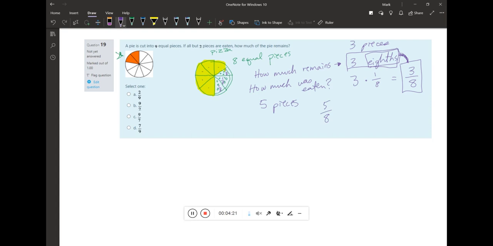But if we're looking at it and we're going, well, what do we call pieces? Like in the language of fractions, what do we call a piece? Well, we need to know how many total pieces there are. There's 8 pieces, so each piece is going to be called 1/8, right? And so we have 5 eighths, which we write as 5 out of 8.